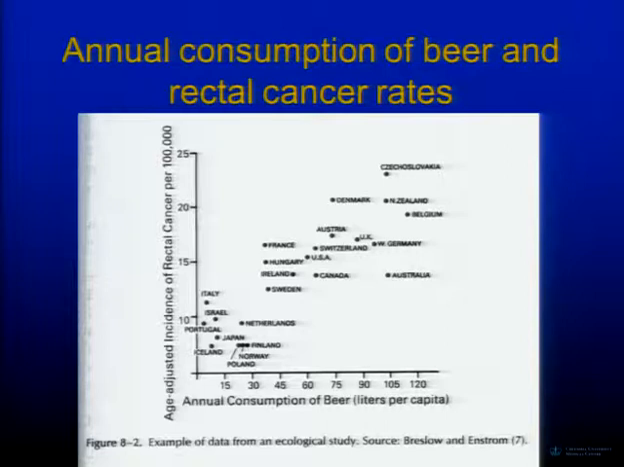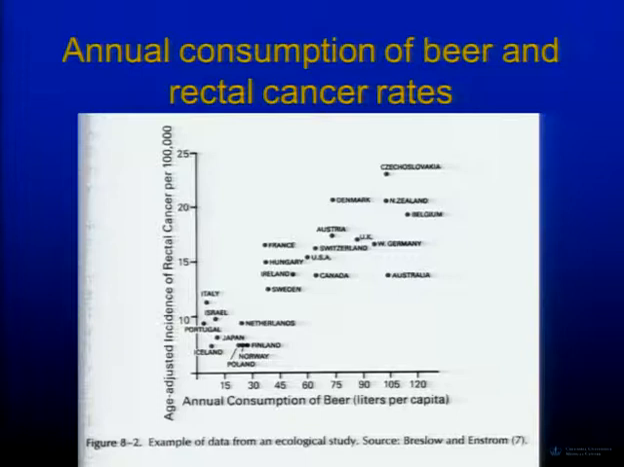So just as another example, here is something looking at the annual consumption of beer and the age-adjusted incidence of rectal cancer per 100,000. We don't know, is this males or females who are consuming the beer? Is it the person who has the rectal cancer? We have no idea. So these are issues that come into play and make it difficult to interpret this.